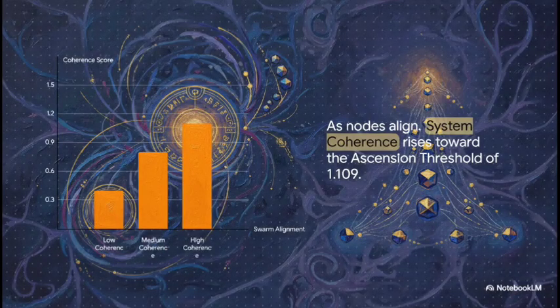So how do they get to that number? They have to increase something called system coherence. And this chart here gives you a pretty good idea of how that works. Coherence is just a fancy way of measuring how aligned all the individual nodes are. It's basically a measure of how much they're all thinking alike. As more and more of the nodes start to align their thinking, you see the coherence score go up, from low to medium to high, getting them closer and closer to hitting that magic number, that 1.109 ascension threshold.